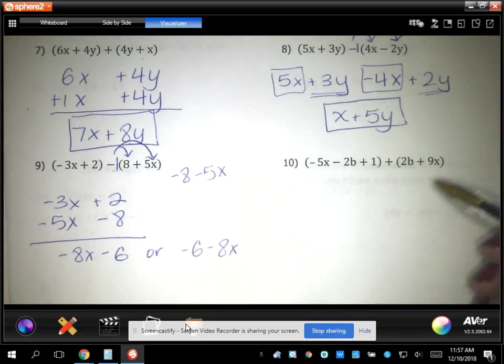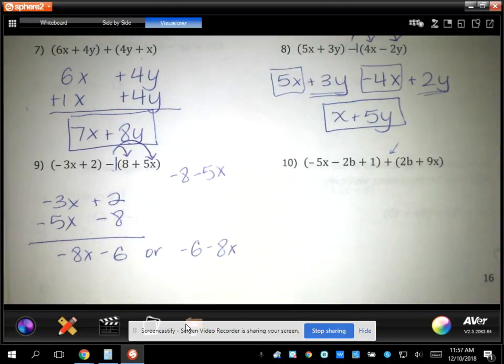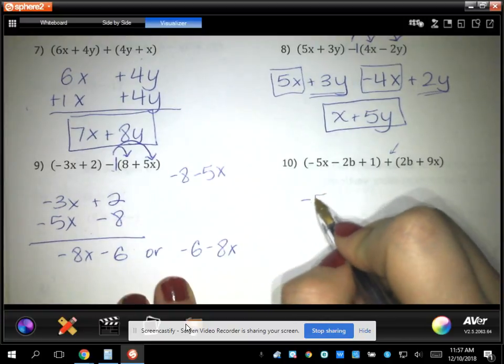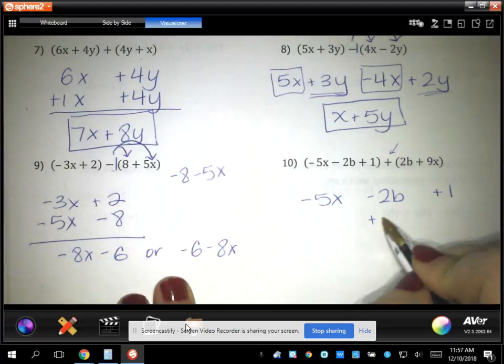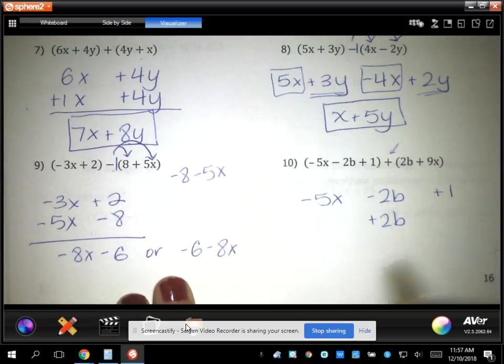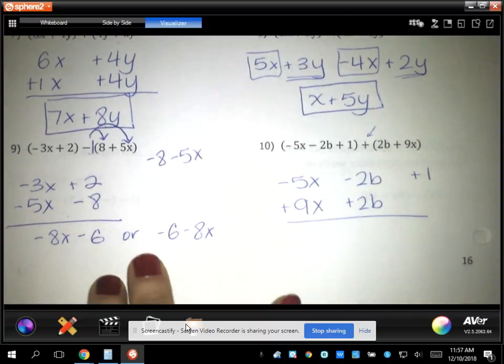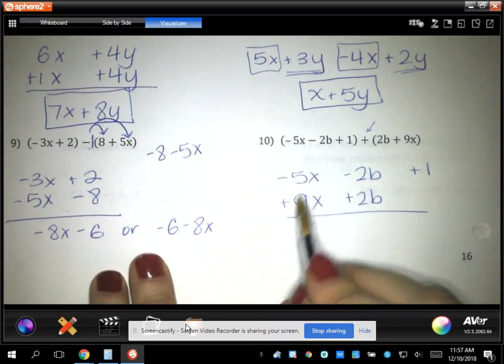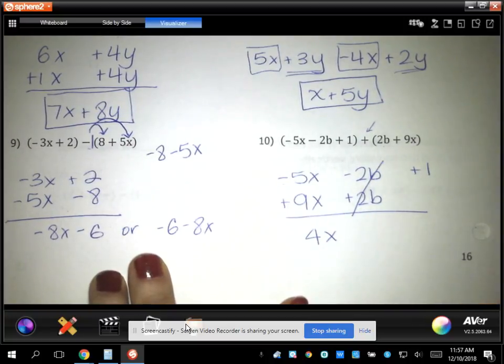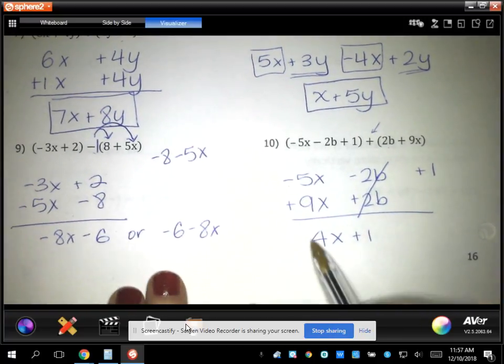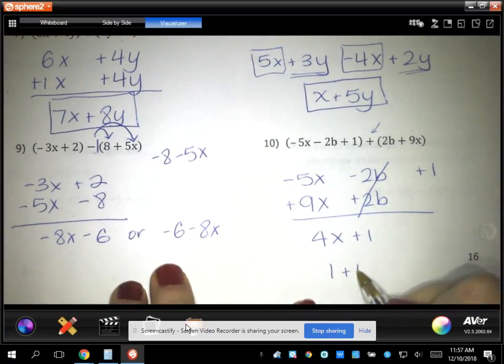All right, lastly, if this is a plus sign, I don't need to distribute the positive, so I'm just going to make my columns of like terms. So I have negative 5x minus 2b plus 1, and then I have a positive 2b for my second term, and a positive 9x. Now I start combining like terms. Negative 5x plus 9x is 4x. Negative 2b and positive 2b are additive inverses, so they cancel out to equal 0. And then I'm left with my constant of plus 1. So I could say 4x plus 1, or I could say 1 plus 4x.